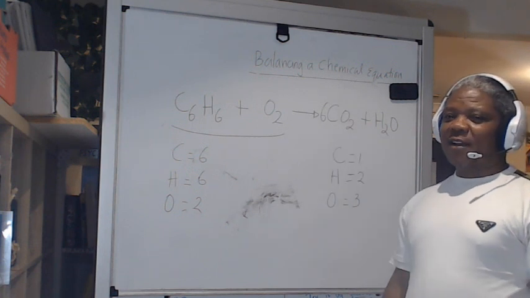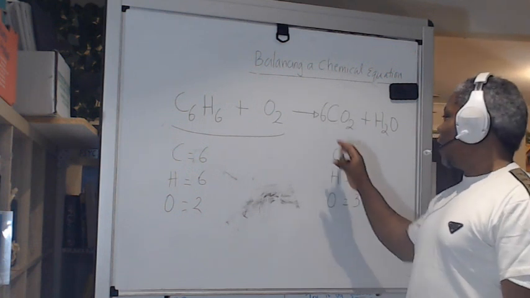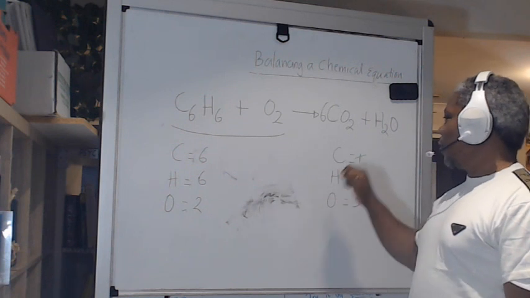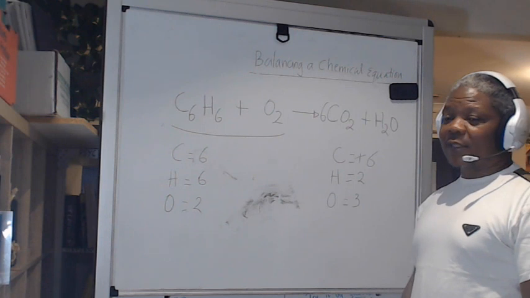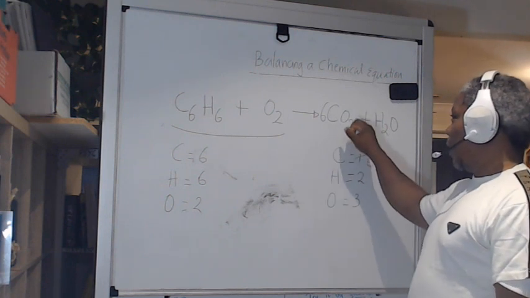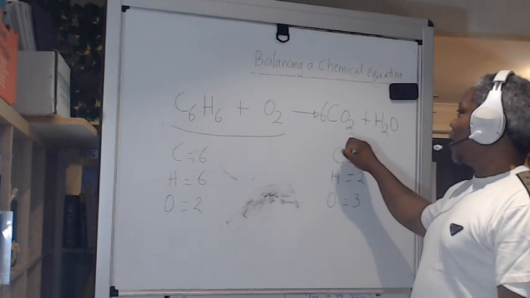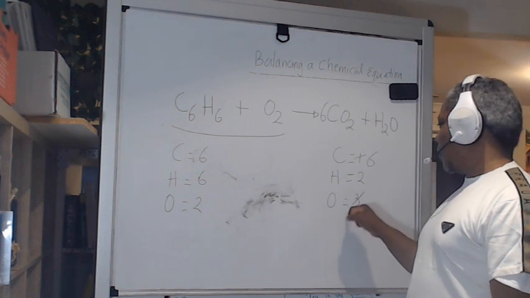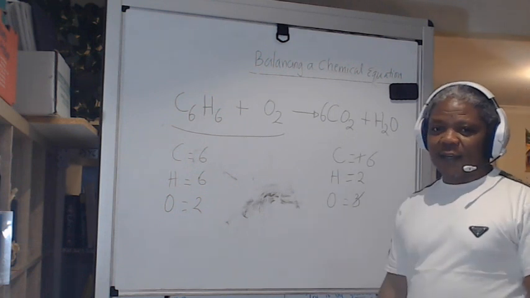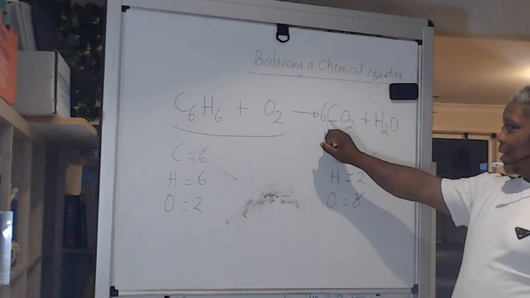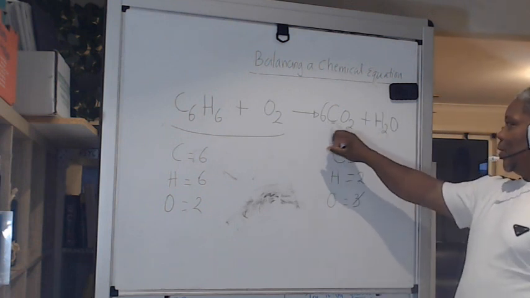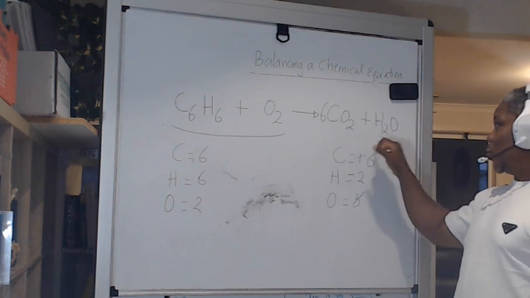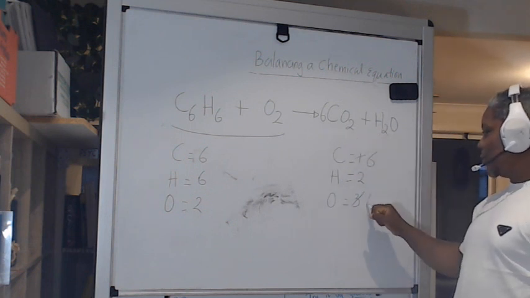But what have we done just now? By adding 6 there, we have transformed that carbon into 6. So it's now 6 carbons. But what else we have done is added more oxygen. So that's no longer 3, it's now 6 times 2, so 12, plus this one, so that becomes 13.